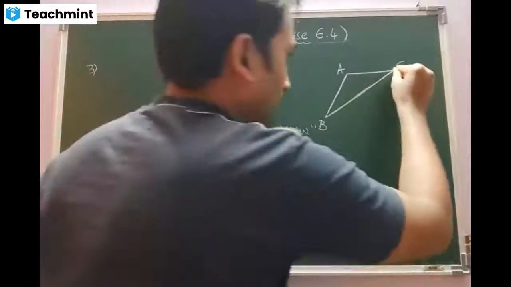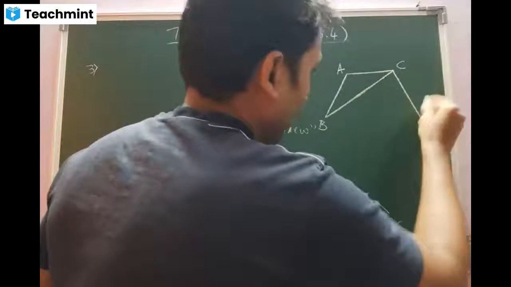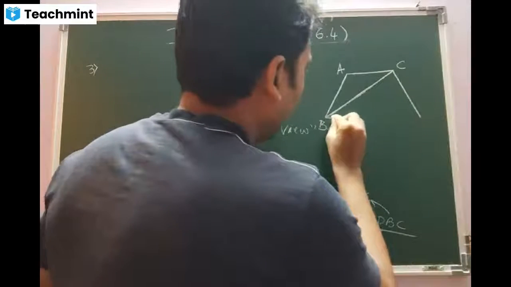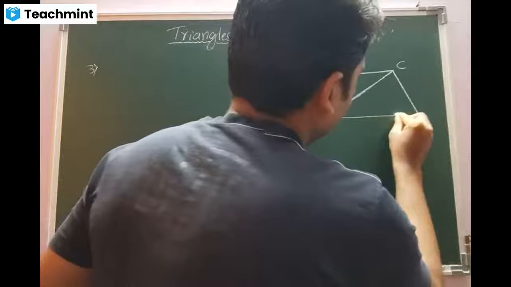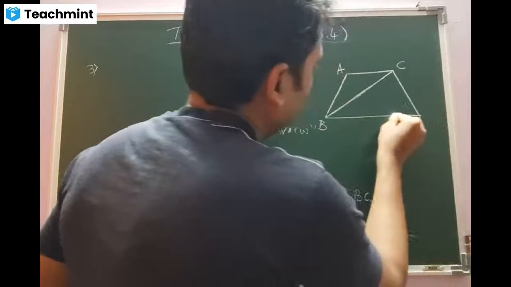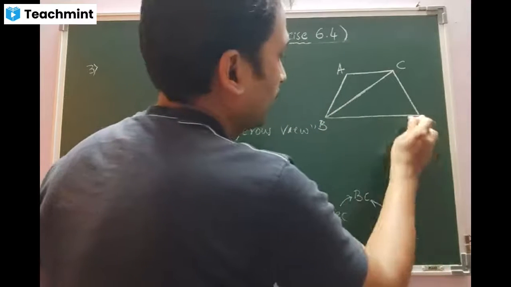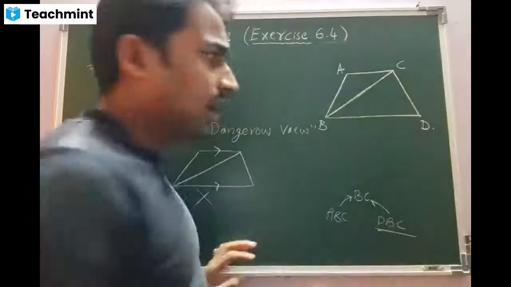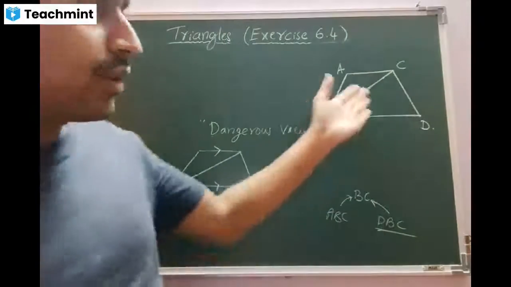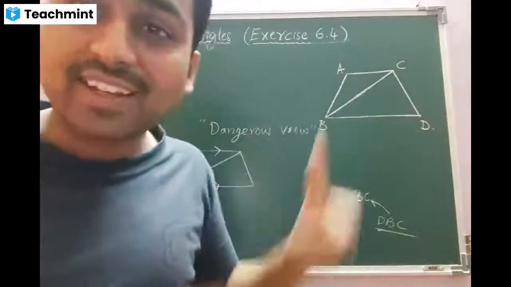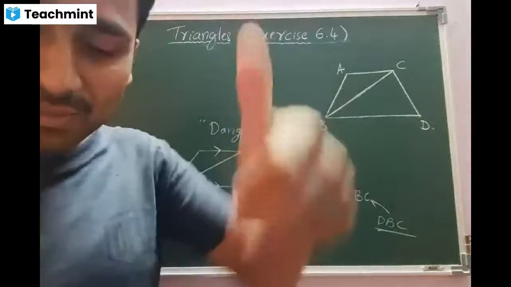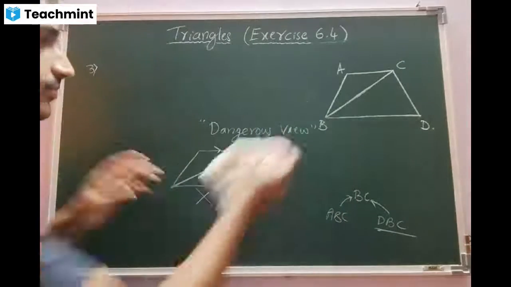BC is already there. Just I want D. So I'll take this line here and then this. D. Again, you may tell, sir, what you have done. Again, you have drawn a trapezium. But I said it is looking like a trapezium. Clear, beta? Yes, sir.